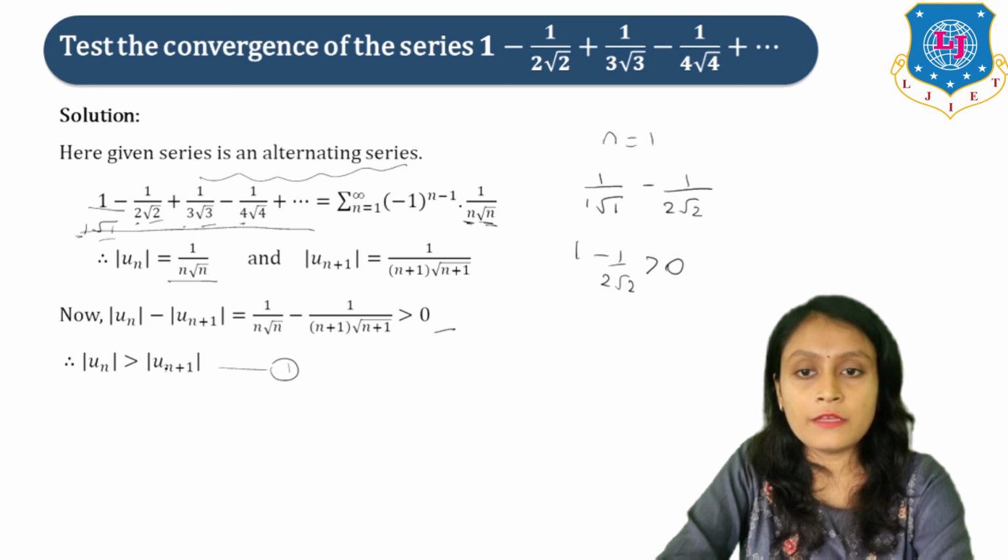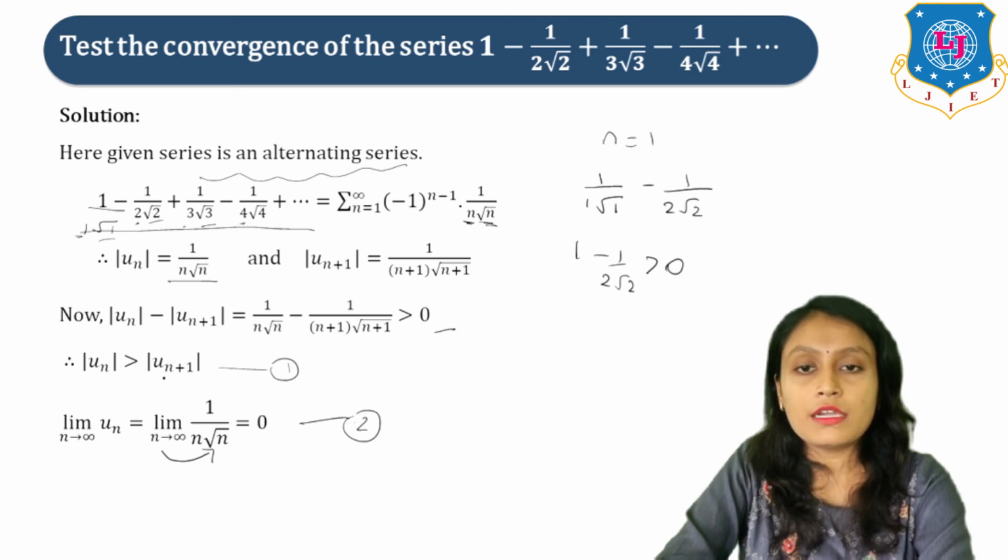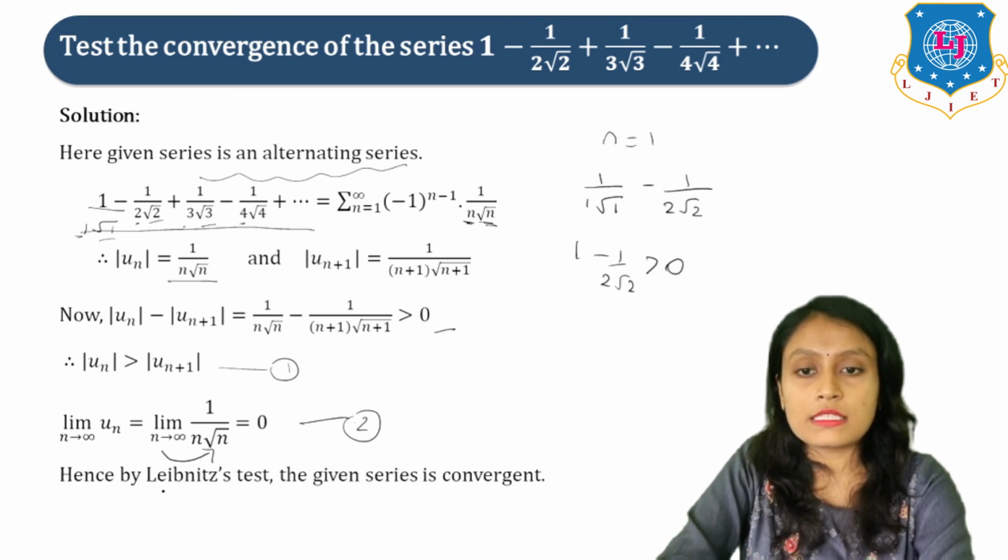This we have satisfied. Now the other condition, that is limit n tends to infinity un equals limit n tends to infinity 1 upon n under root n. Now as n tends to infinity, here we have 1 upon infinity, that is 0. So which is the second condition. So limit n tends to infinity un is equal to 0. And both the conditions are satisfied. So we can say by Leibniz test that the given series is convergent.